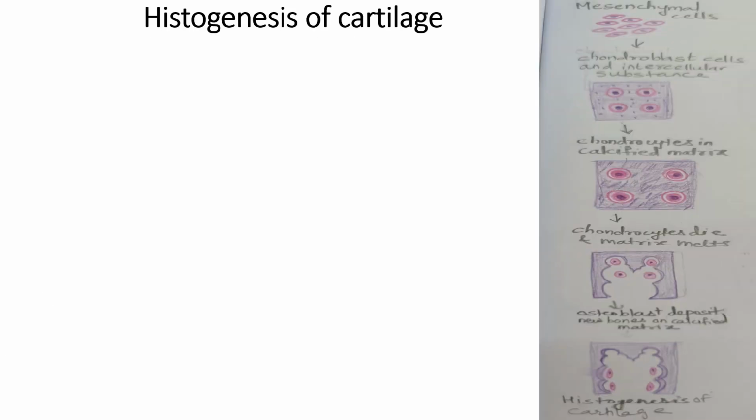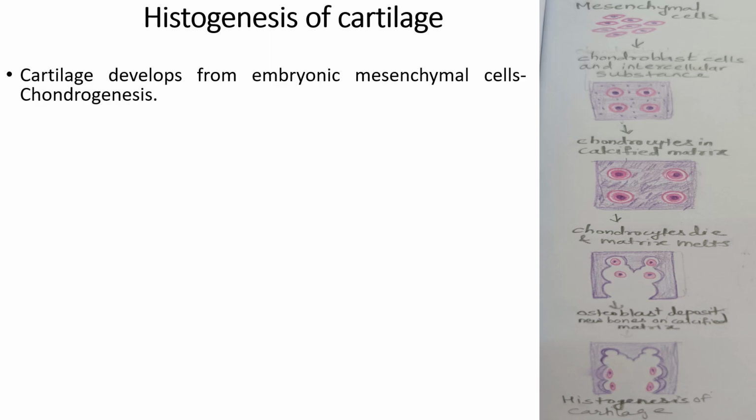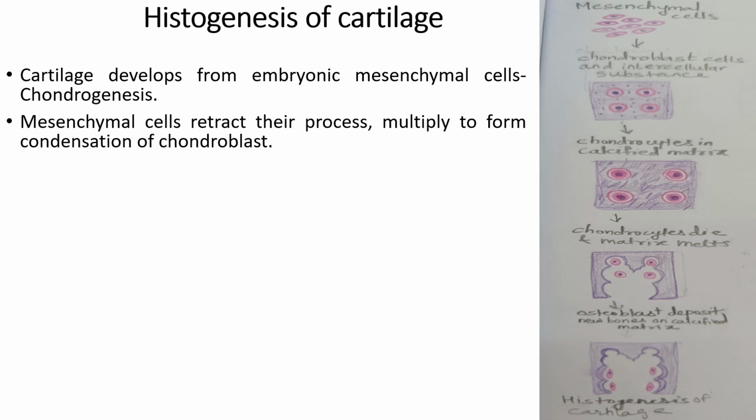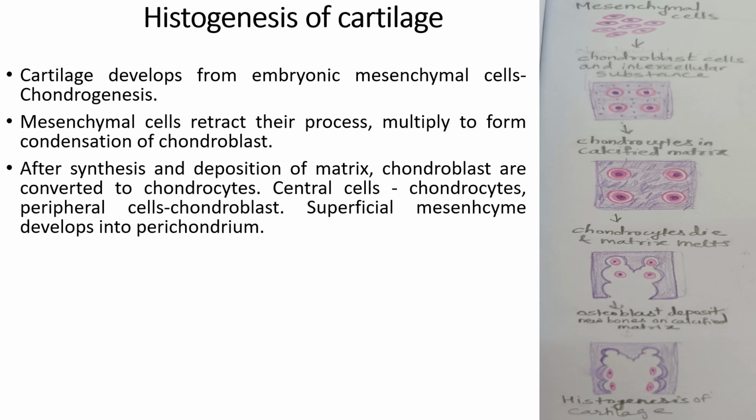Steps involved in the histogenesis of cartilage are depicted in this slide. So cartilage develops from embryonic mesenchymal cells, and the process of development of cartilage is known as chondrogenesis. So we can see the figure. The mesenchymal cells are seen here. Then these mesenchymal cells retract their processes and they multiply and they form chondroblasts. So there is condensation of chondroblasts as seen in the second step of that diagram. Then after synthesis and deposition of matrix, the chondroblasts are converted into chondrocytes. So in the third figure, we can see the central cells are chondrocytes and the peripheral cells are chondroblasts, and the superficial mesenchymal cells develop into perichondrium.